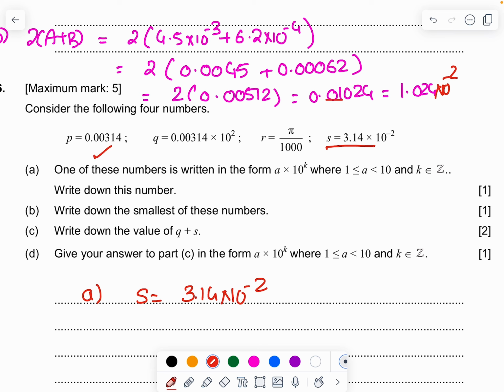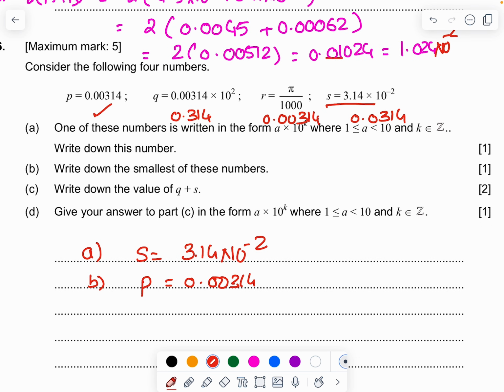This one is already in this form, then this one is 0.314 because 2 digits it goes forward. This is 0.00314 and this is 0.0314. Which is the smallest one? We can see that P is the smallest one. P, 0.00314 is going to be the smallest one.